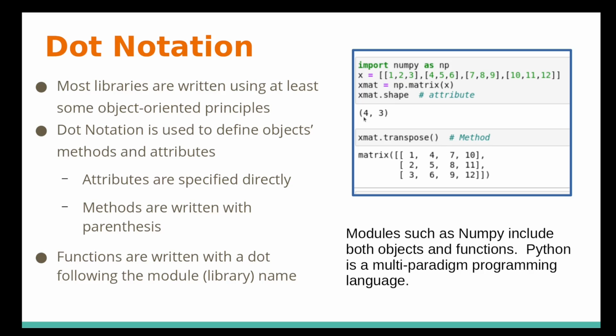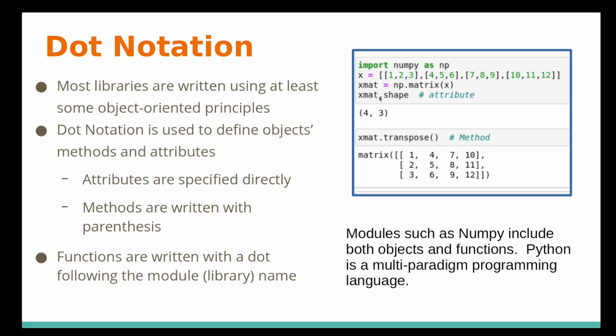Now xmat has an attribute called shape, and if I say xmat.shape, I can access that attribute, and it prints out a tuple 4 comma 3. 4 comma 3 means it's got 4 rows and 3 columns. The 3 columns correspond to the 3 elements of each sublist, and the 4 rows correspond to each of the sublists in that master list.